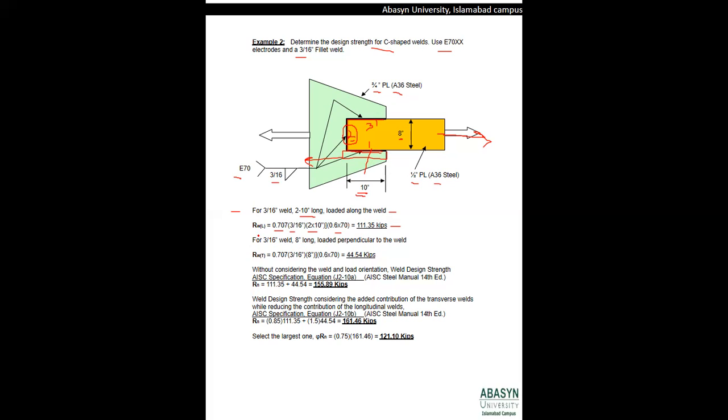Similarly, we will find the weld strength for the 8-inch long weld, which is loaded perpendicular to the weld, and it becomes 0.707 into 3/16 inches into 8 inches into 0.6 into 70, and it comes out to be 44.54 kips.